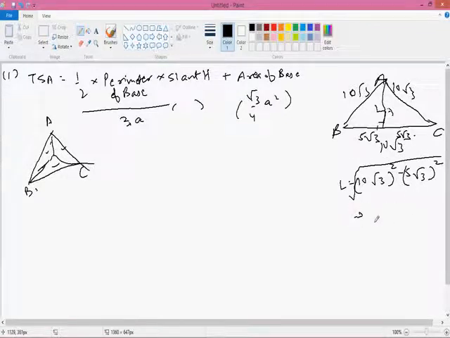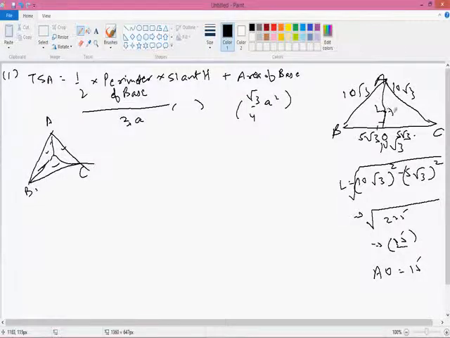Now this will come out as 300 minus 175. Oh no, it will come out as 300 minus 75, so it will come out as 225. The square root of it will come out as 15. So the length of this AO is 15 centimeter.